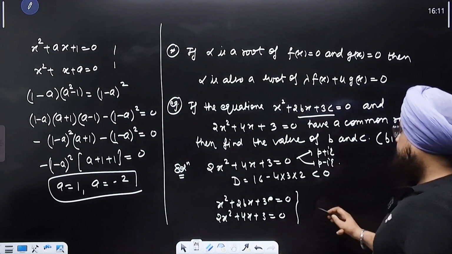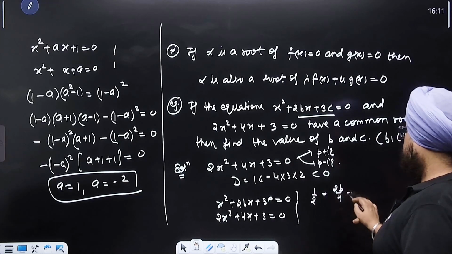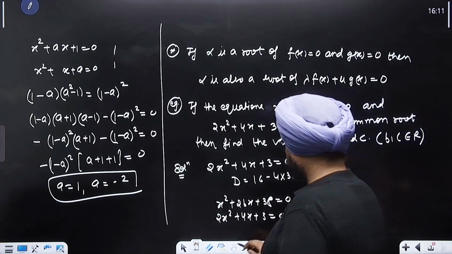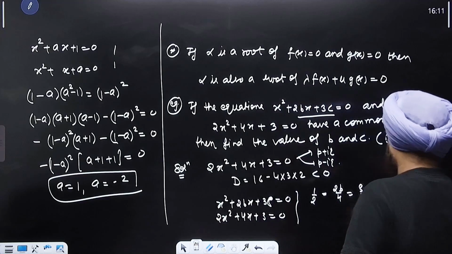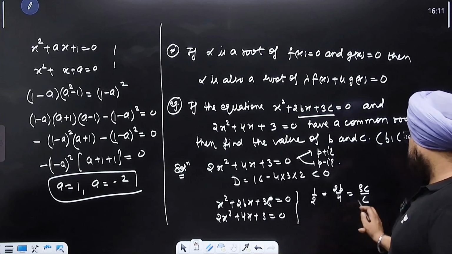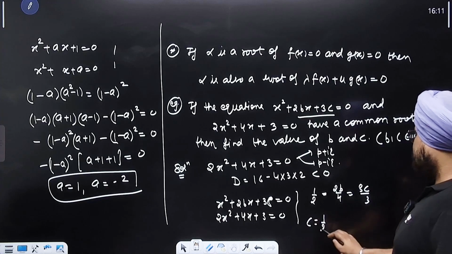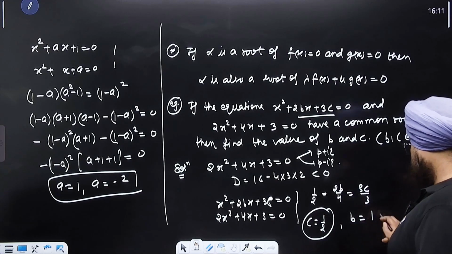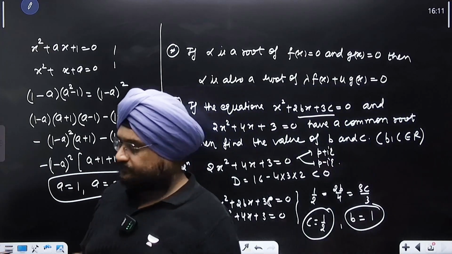So applying the condition of both roots common, a1 upon a2 equal to b1 upon b2 equal to c1 upon c2. So the value of c is equal to half and the value of b is equal to 1. b is 1, c is 1 by 2.